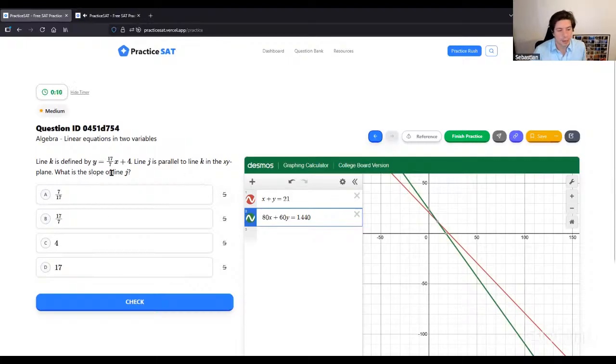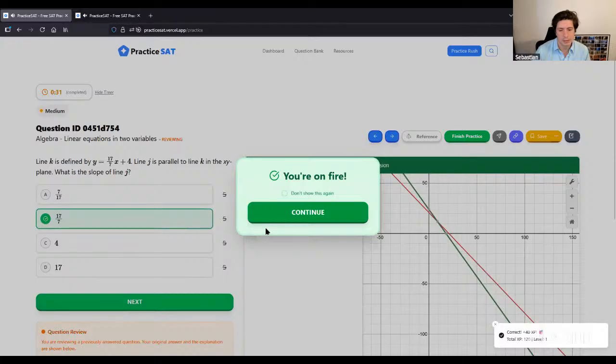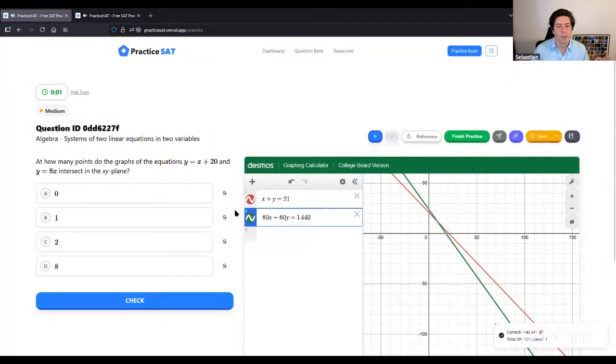Line K is defined by y equals 17/7 x plus 4. Line J is parallel to line K in the xy plane. What is the slope of line J? Okay, so we're looking for the slope of line J, which is parallel to K. So we don't have to plug it in because it's just going to be the same as line K. So it's going to be 17/7. Check. On fire again. Why would you graph it? Because the formula gives it to you, right?